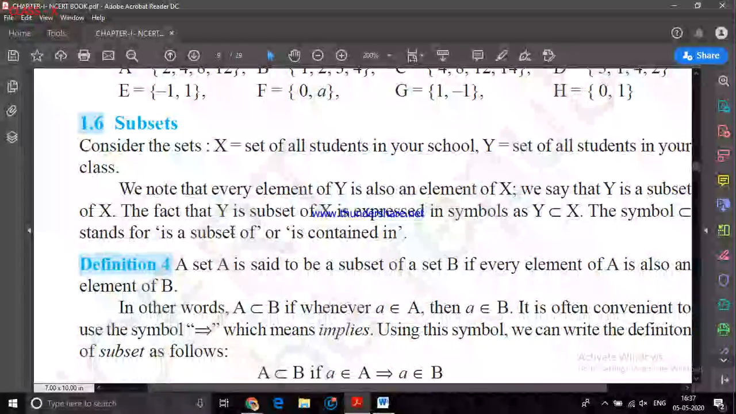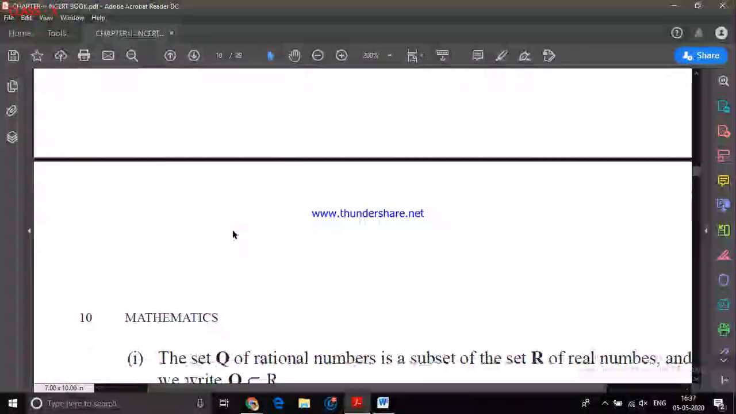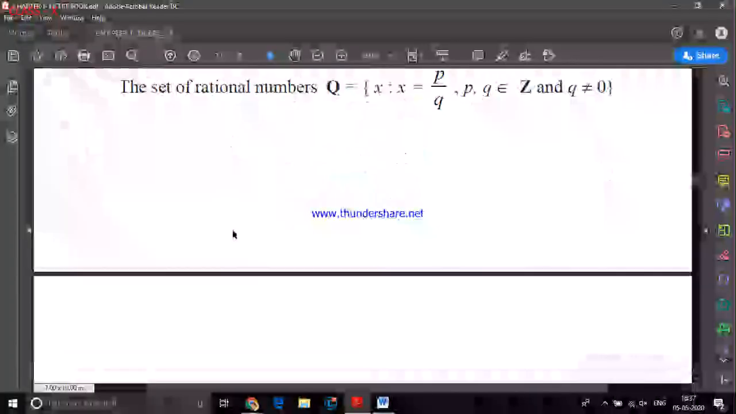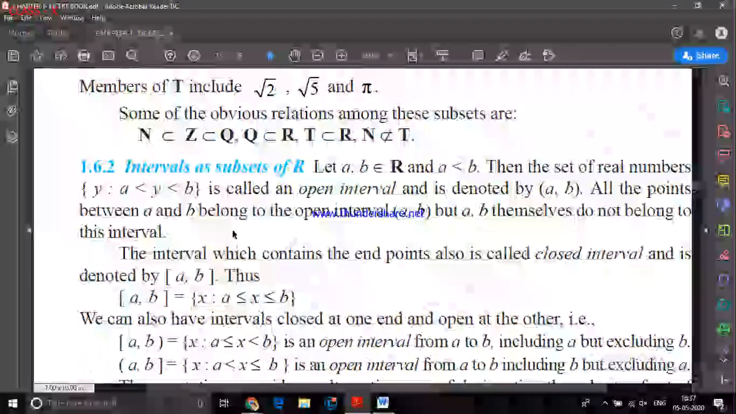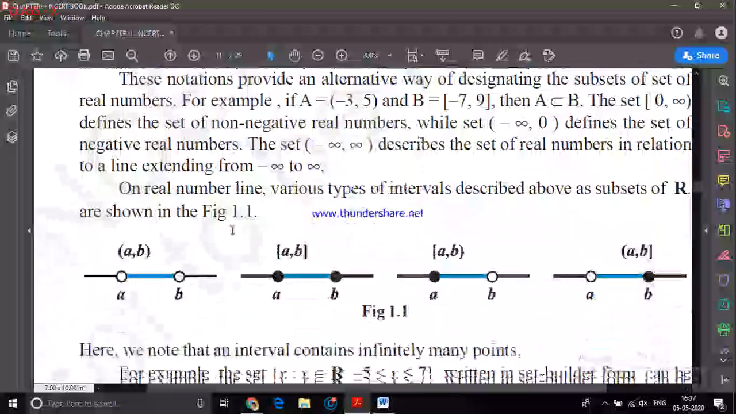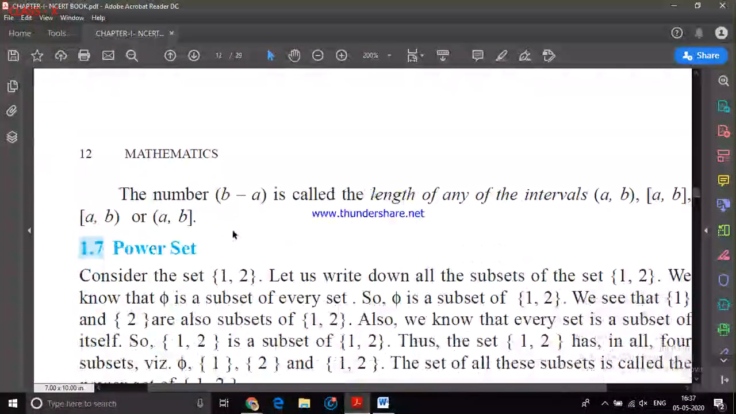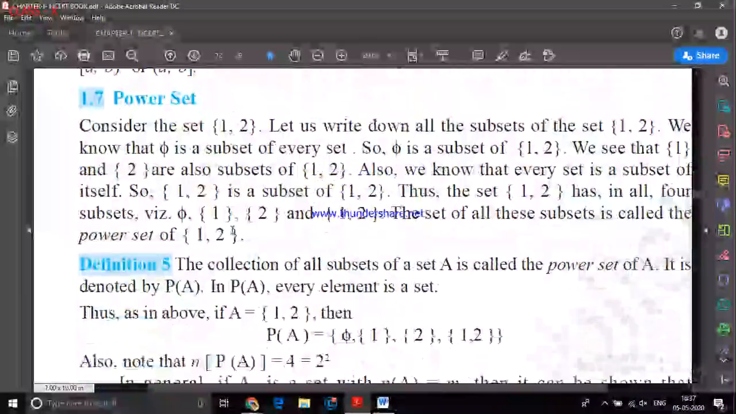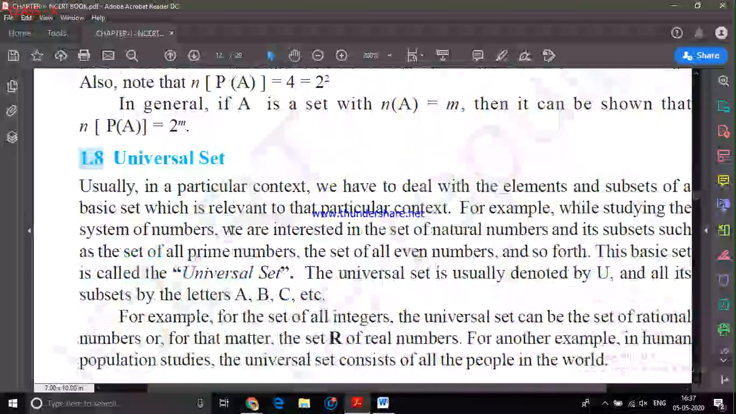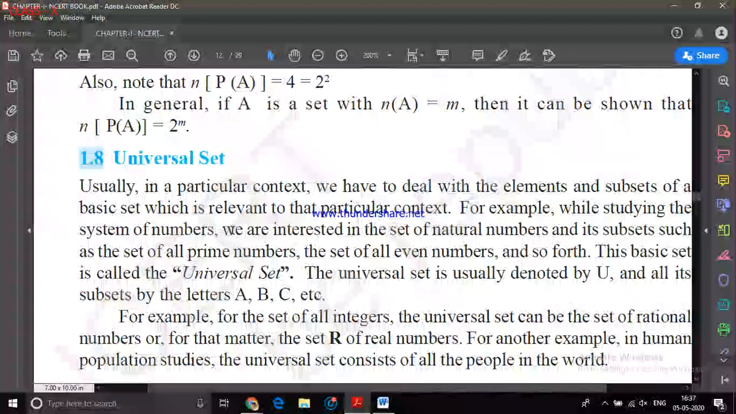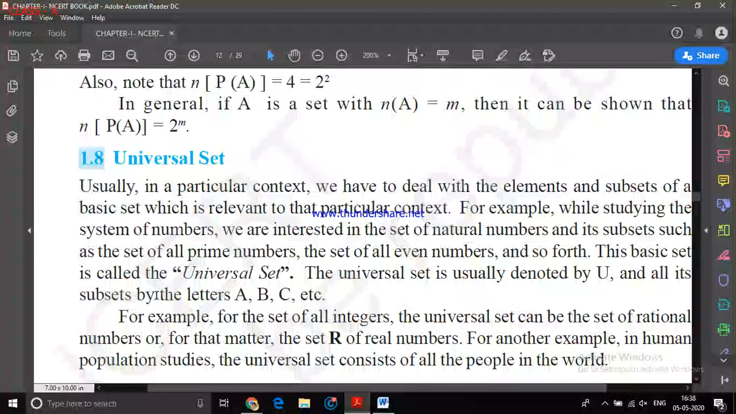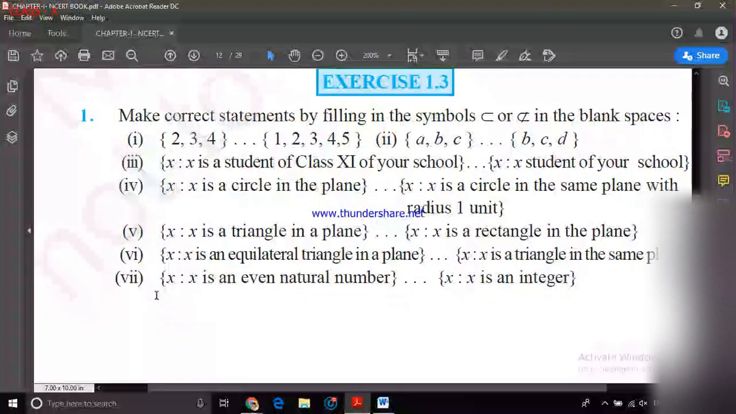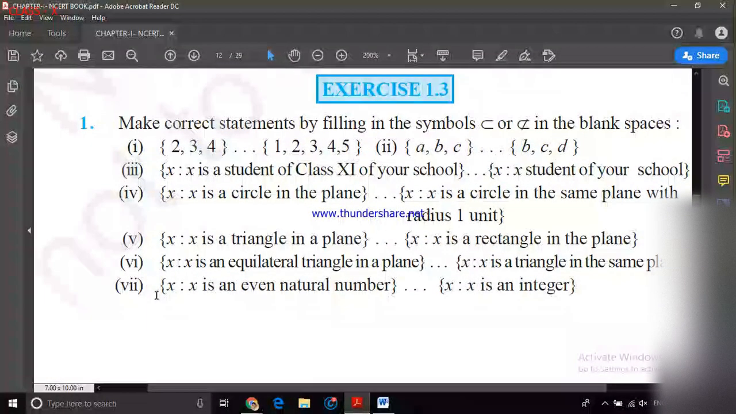Now we'll come to subsets, universal sets and all. Next exercise. I'm not discussing the example questions because explanations are already given. Just look into the power set also. Yesterday, I think Gagan posted me a doubt about universal set and power set. So, exercise 1.3.